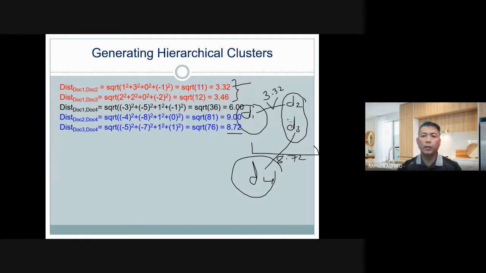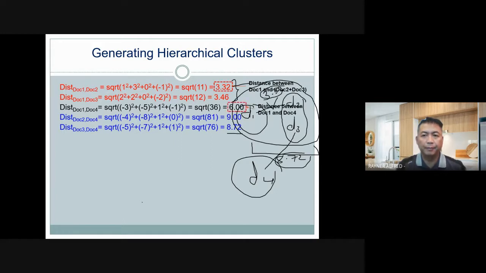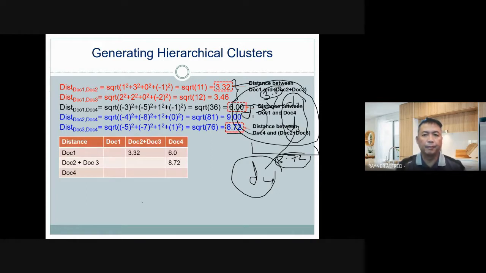So from here, based on the value of the distance, we combine this because this is smaller than this. So there are two levels of comparison. One is between the members of the cluster, and the other one is between the distance between all the clusters that we have. And we combine this one.